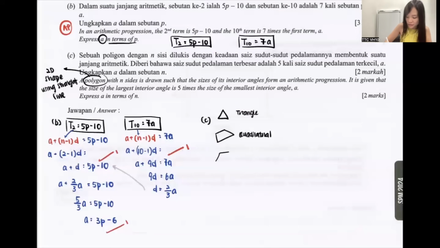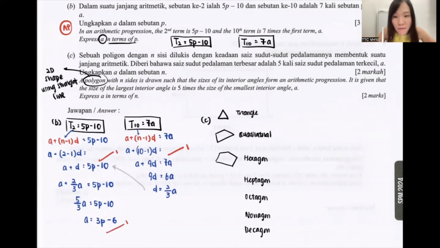5? So ugly. 1, 2, 3, 4, 5. 5 again, my dear. We call it what? Pentagon. 6? Hexagon. 7? Heptagon. 8? Octagon. Next one, nonagon. Next one, decagon. Hopefully you all remember the concept of it, okay?